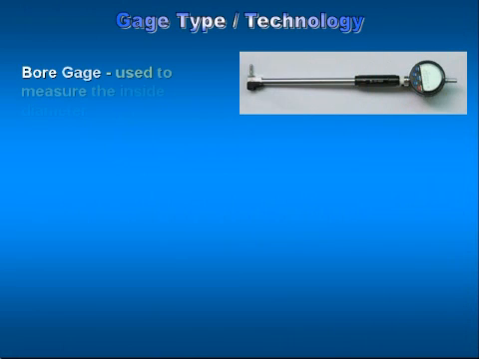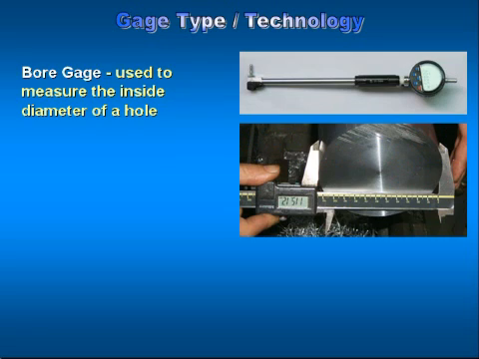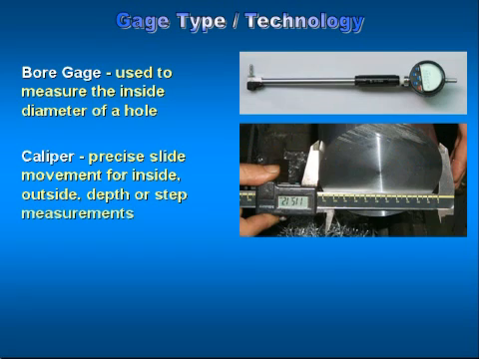Gauge type technology. Bore gauge. A bore gauge is used to measure the inside diameter of a hole. Caliper. Calipers provide precise slide movement for inside or outside depth measurements.